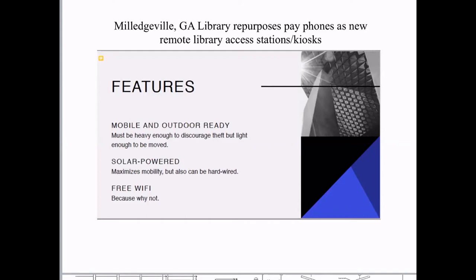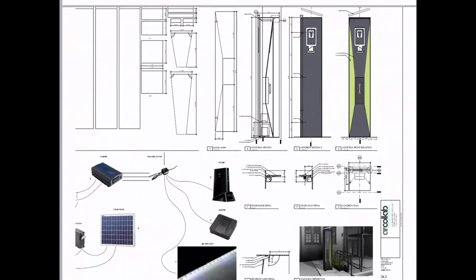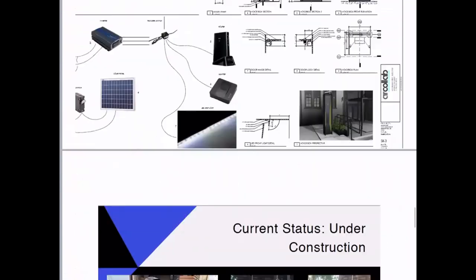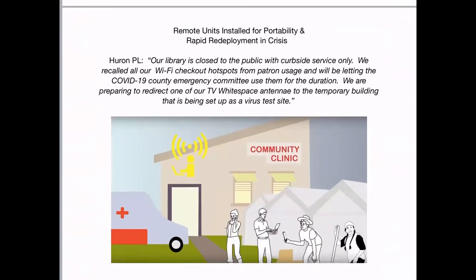This is one case. It's another project in Georgia, Milledgeville. It was the capital of Georgia in the Civil War, but they're now doing other things today. So they're building these kiosks by repurposing old payphones around town. And here they've even done up the schematic of these stations, and they are hard at work building them. Here's another project in Huron, South Dakota, where they have one of these systems set up, and they're closed, doing curbside, and have repurposed all their checkout hotspots to the EMA people so that they can have another communications vehicle as they move around.